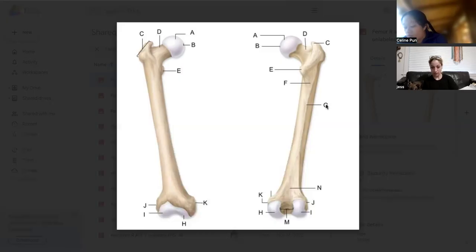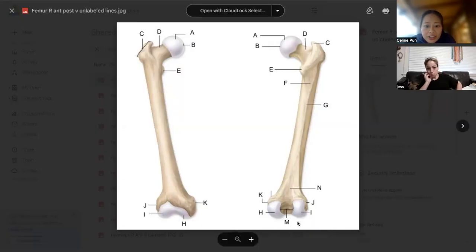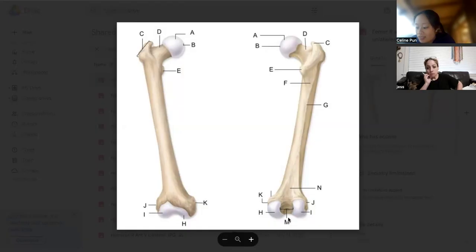Okay, I got it. And the knuckle is rounded. Yeah, the condyle is called a knuckle. Okay. Then there's also M, which we haven't talked about yet. Do you want to take a guess what M is?